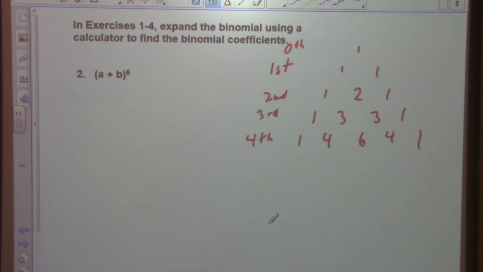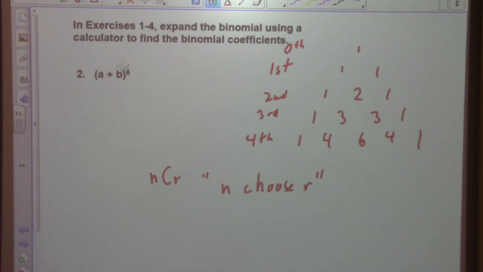And so in our calculator, what we do is we use the NCR feature. NCR means N choose R. That's how you'd verbalize it. How do you get that? And I'm going to show you that.